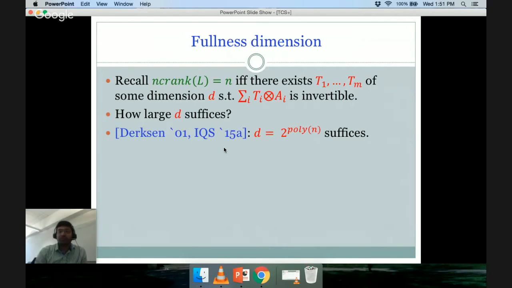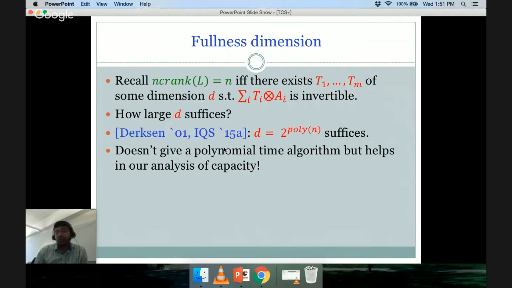Note that this doesn't give a polynomial time algorithm for checking whether non-commutative rank is full or not. You can't really plug in exponential size matrices. But this exponential bound helps in our analysis of capacity and gives a different polynomial time algorithm, namely operator scaling.